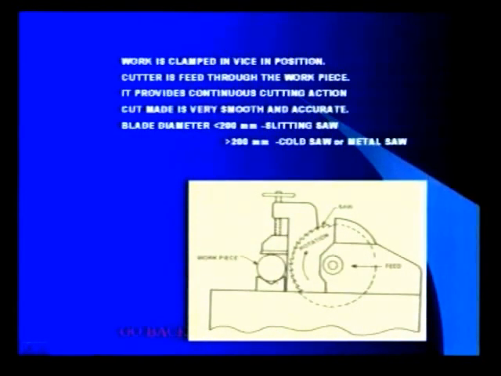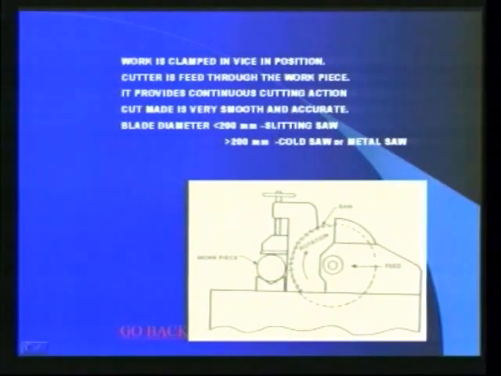The circular saws having blade diameter up to 200 mm are known as slitting saws, and those having diameter above 200 mm are cold saws or metal saws. Now we discuss another circular saw, that is friction disc saw.